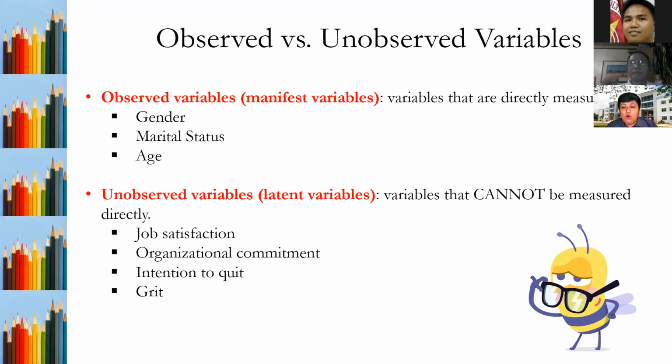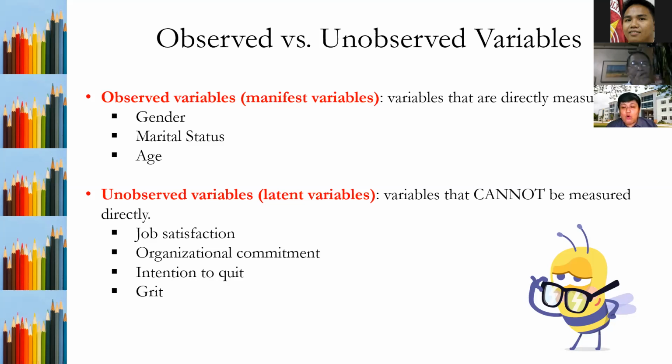For example, let's say we will be using a Likert scale to measure job satisfaction. Or maybe we want to measure the level of organizational commitment, or the propensity to quit the organization, or intention to quit, or maybe the level of grit of employees. These types of variables are what we call unobserved variables, or latent variables. Why? Because we cannot directly measure them.